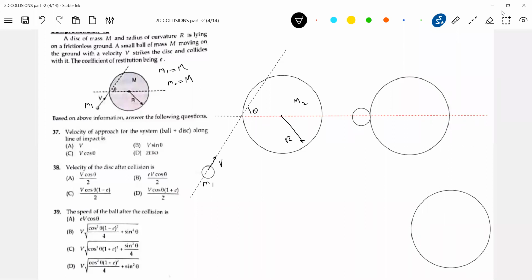Shall we resolve the velocity just before collision? Here it is having velocity v. One component of velocity will be v cos theta, with which it will approach, u1 parallel. The other component will be u1 perpendicular. So u1 parallel is v cos theta, and u1 perpendicular is v sin theta.